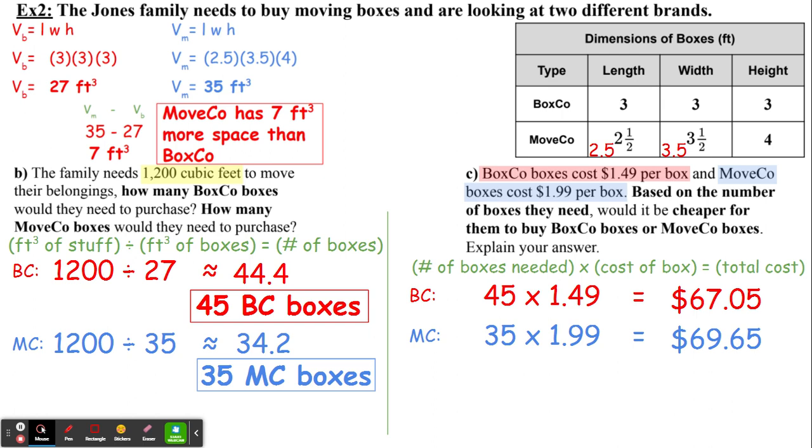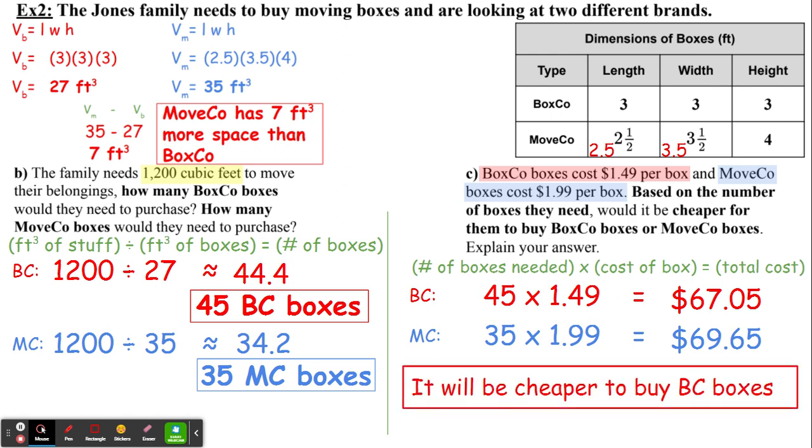So which one's better? I mean, it's not really that big of a difference, but you know what? Every penny adds up. So it's better and cheaper to go with Boxco. I mean, again, not that much. It's only like $2.60 that they'd save, but still, they'd save some money.